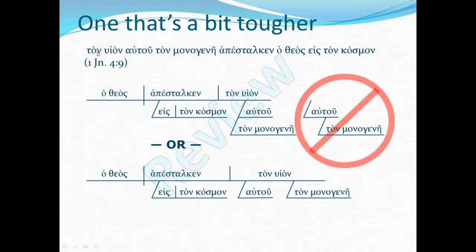If you did it that way, you'd have ton huion, and then attached to that would be autou. So far, so good. But then if you take ton monogene and attach it to autou, that is an out-and-out error, because ton monogene does not agree in gender, number, and case with autou. It agrees in gender, number, and case with huion. So it needs to be diagrammed as modifying huion, not as modifying autou. So that would be a big no-no.